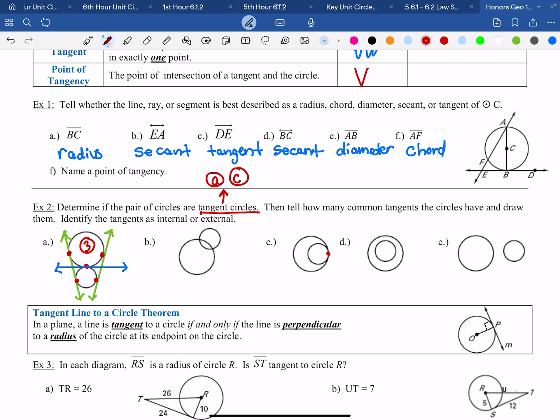If a tangent that is common goes between the two circles in any way, we call that an internal tangent line. So this one over here is internal.